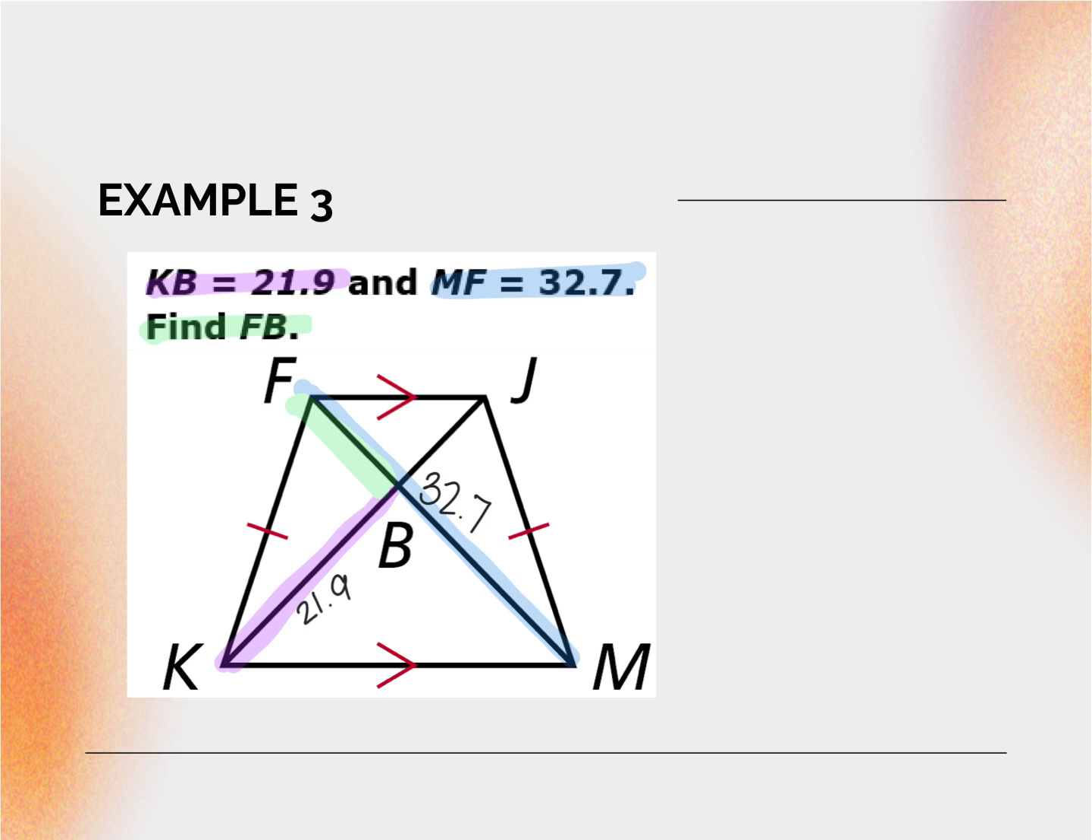Keep in mind you have to understand that your diagonals are congruent. So how would I solve this? Since MB is going to be 21.9, we subtract 21.9 from 32.7. Good. All you're doing is subtracting. Because this segment here is also going to be 21.9. So you have to find what's left over. So you have 32.7 minus 21.9. If you subtracted correctly, your answer should have been 10.8.